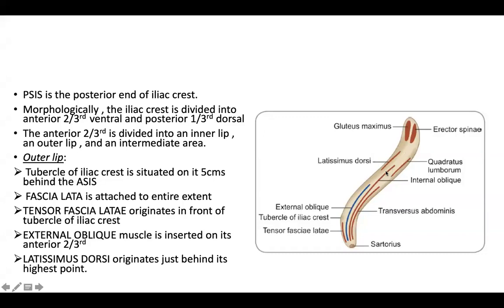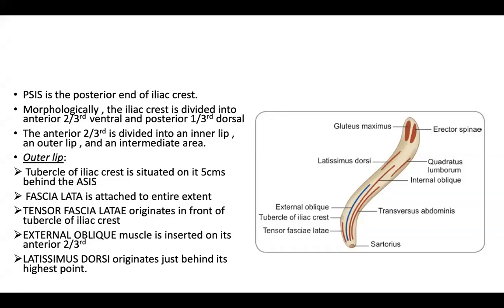Now this anterior 2/3 of the iliac crest is again divided. This is one lip, which is called the outer lip. This is the inner lip, and this is the intermediate area. The outer border is called the outer lip, the inner border is called the inner lip, and the area between these two lips is called the intermediate area. So this anterior 2/3 is divided into an inner lip, an outer lip, and an intermediate area.